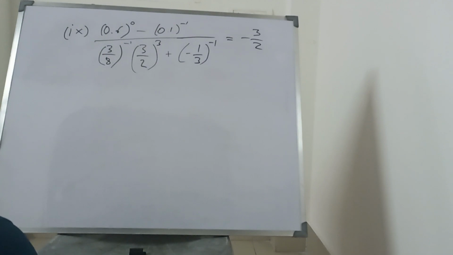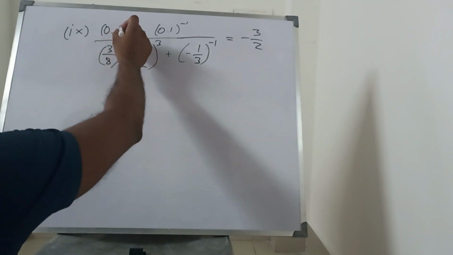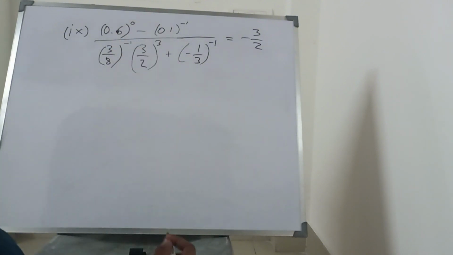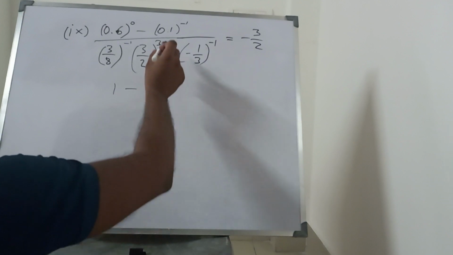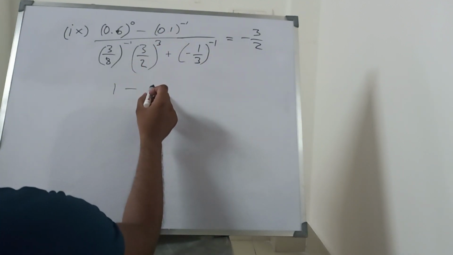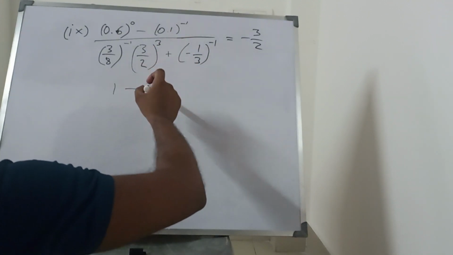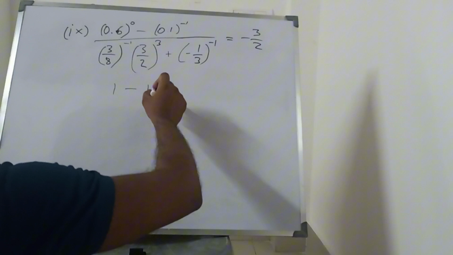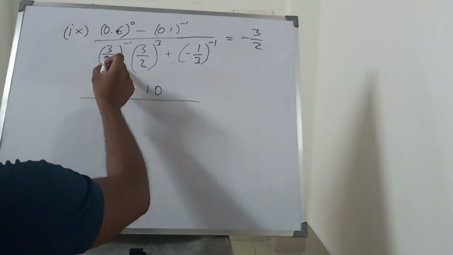So students, over here is 0.6 raised to the power minus 1. So that can be written as 1 by 0.1, and over here 0.1 means 1 by 10. If I write it over here, it's minus 1. So if I write it in the numerator, it becomes 10. Over here 3.8.